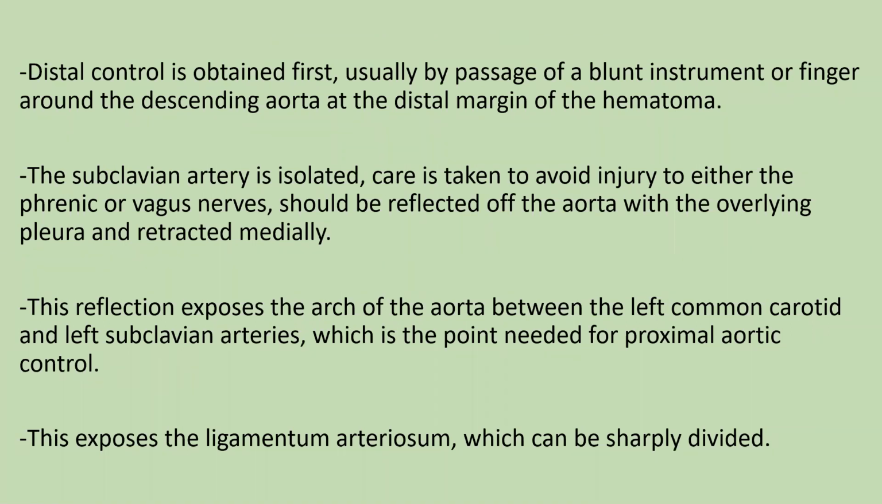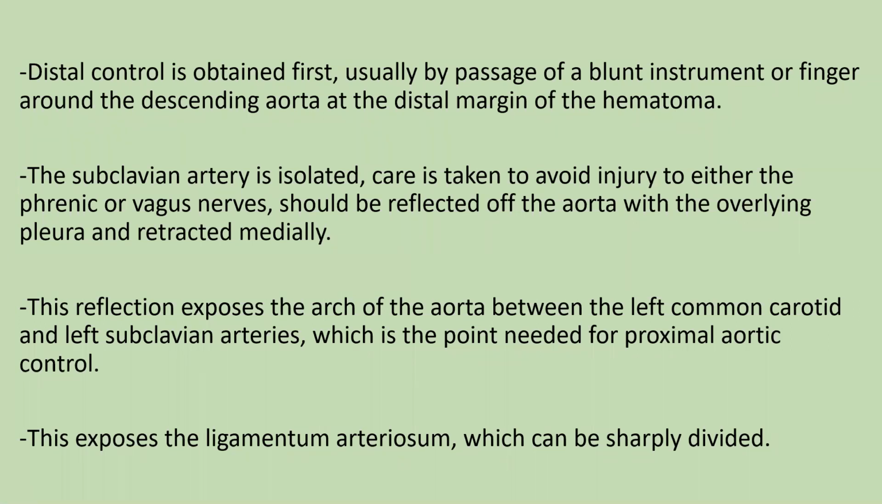So distal control is obtained first, usually by passing a blunt instrument or finger around the descending aorta at the distal margin of the hematoma. Care must be taken not to involve the intercostal artery branches with this maneuver. So the subclavian artery is isolated. Care is taken to avoid injury to either the phrenic or vagus nerves, which should be reflected off the aorta with overlying pleura and retracted medially by attaching a stay suture to the pleura just lateral to the vagus nerve.